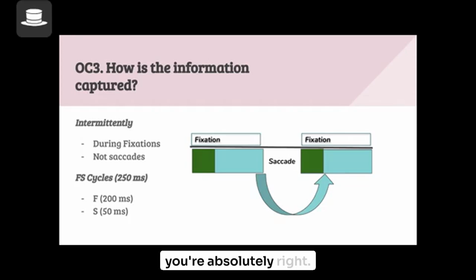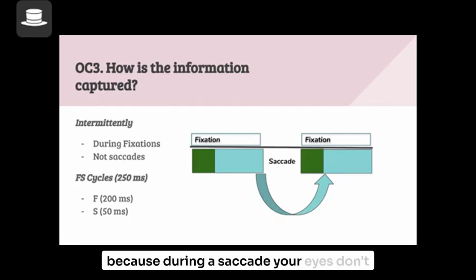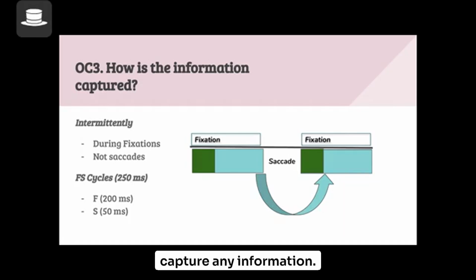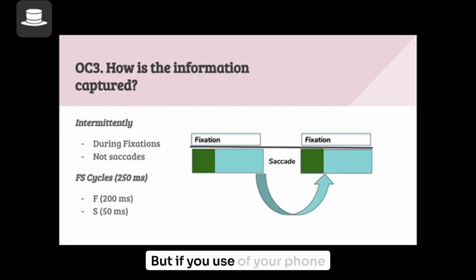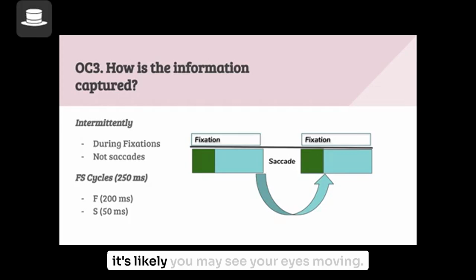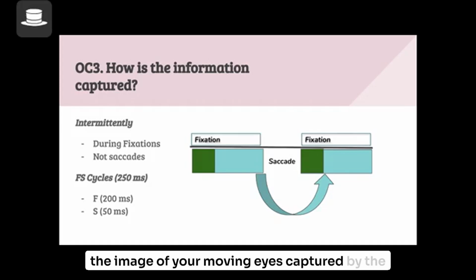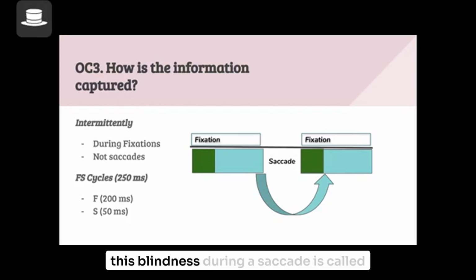You're absolutely right. You cannot see your saccade because during a saccade, your eyes don't capture any information. It's completely blind to the external world. There is no way you can see the saccade. But if you use your phone, it's likely you may see your eyes moving. The reason for that is not because you can see your saccades, it's because of the buffer of the image of your moving eyes captured by the camera. This blindness during a saccade is called inattentional blindness.